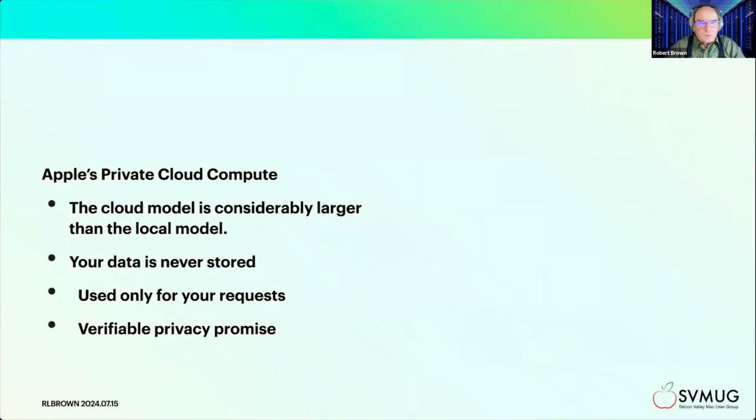Okay, now the Apple private cloud compute, as I said, is considerably larger than the local model. I don't know how big, but I'm going to assume orders of magnitude larger. Your data is never stored. It's used only for your request, and they have a verifiable privacy promise. So they're claiming that you're really well protected when you go through the Apple private cloud. And again, that only occurs if you've given it explicit permission on each occasion.